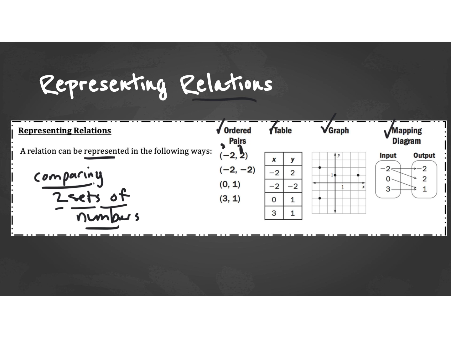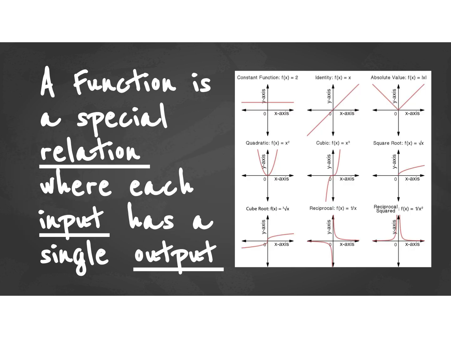Probably the most familiar to you are these two, and then the application is these two. But the mapping diagram is very, very helpful, just to give you a visualization of what can happen. So a function is a specific type of relation where you've got one input and one output. So one input gets you one output.